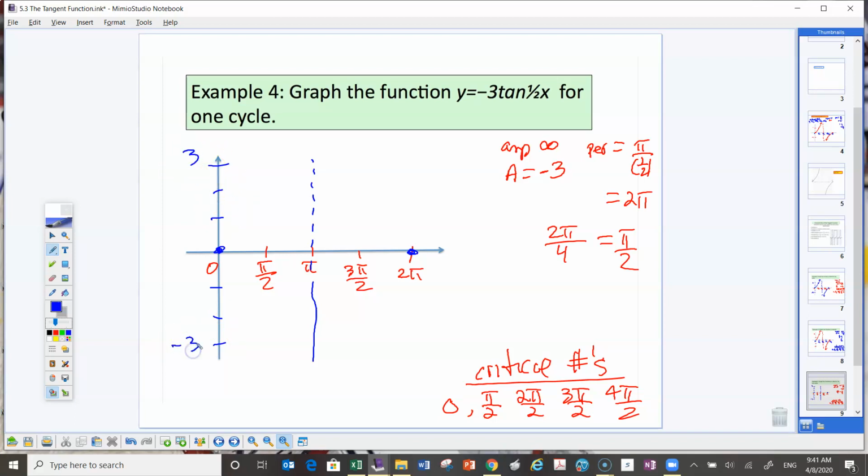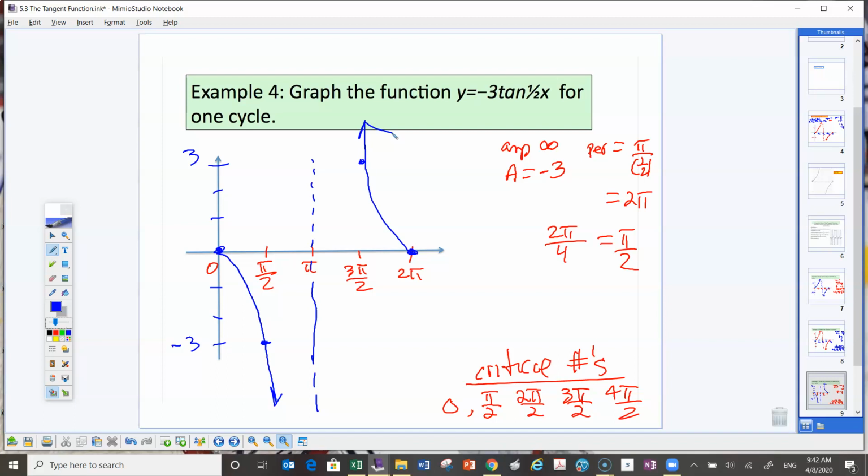Now the only difference is a is negative, so the first one is going to go down, and the second one is going to go up. So my graph will come down through this point, down towards the asymptote line, and this graph will go up towards the asymptote line. So that is it for graphing tan functions.